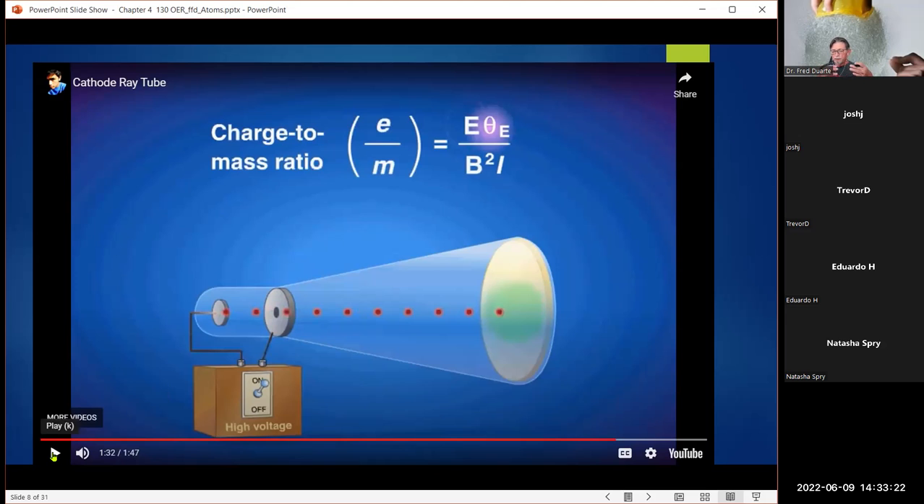Now, obviously, this equation is beyond the scope of Chem 130, but the point to take away from this is that JJ was able to determine this ratio right here. That is the charge-to-mass ratio, which then gives one the opportunity, if we know what E is, because we obviously have this information, if we know what E is, guess what? We can calculate the mass. Obviously we can't weigh it directly, so this is an indirect calculation of what the mass would be. So that's the takeaway from this equation.